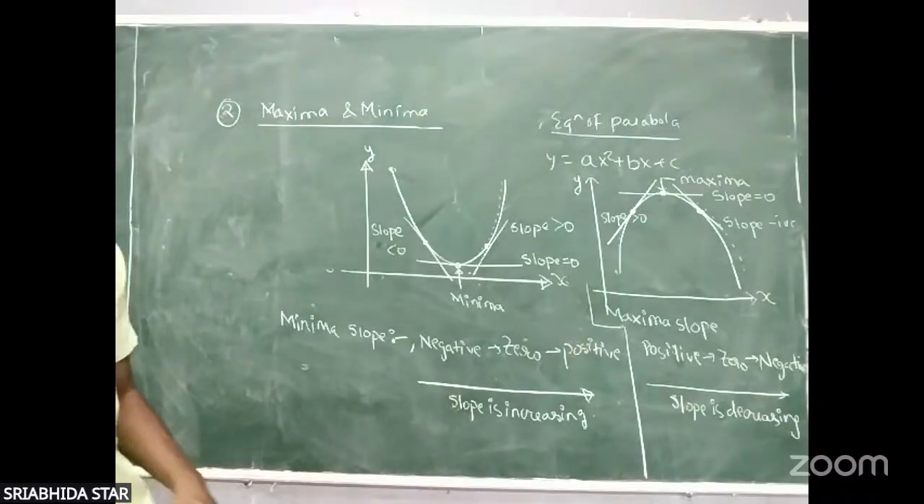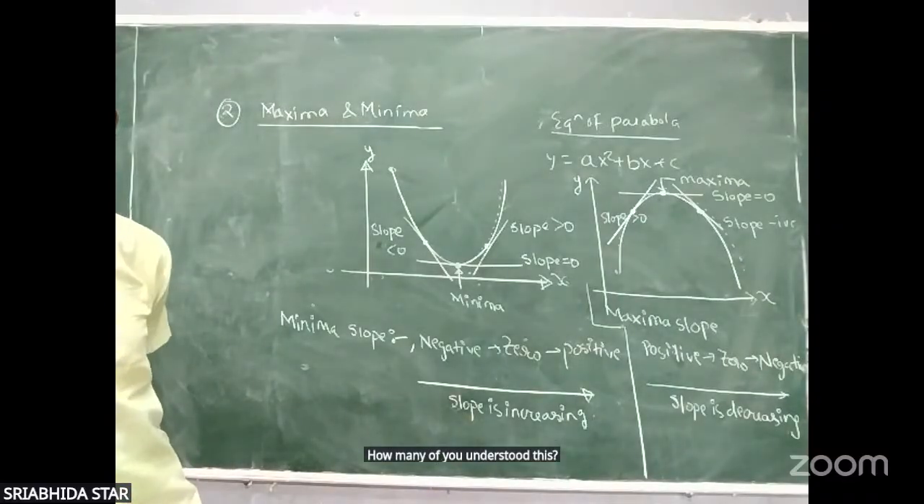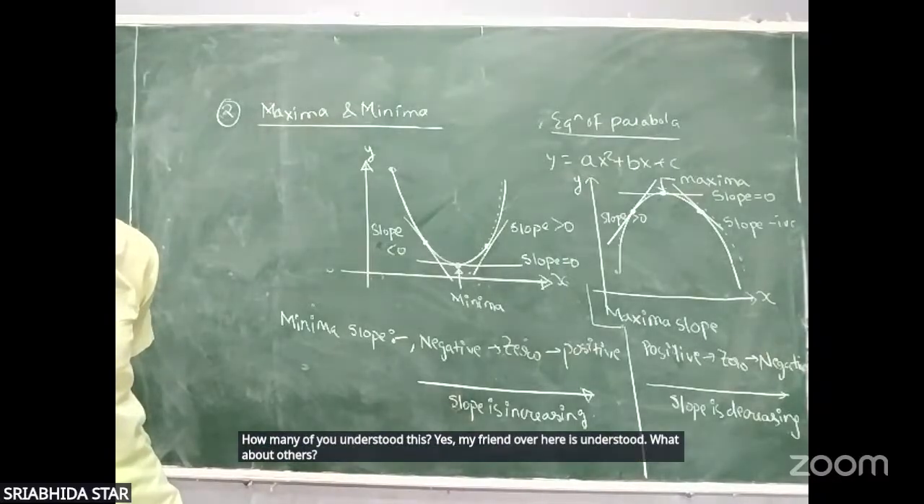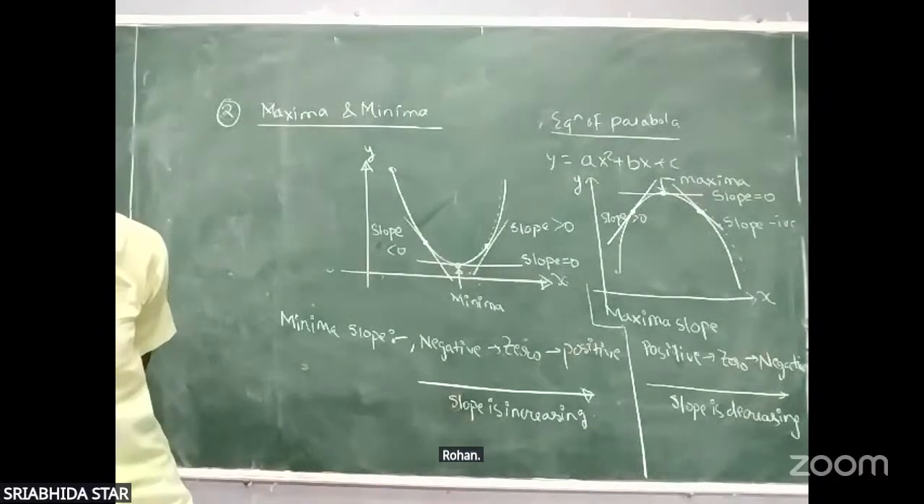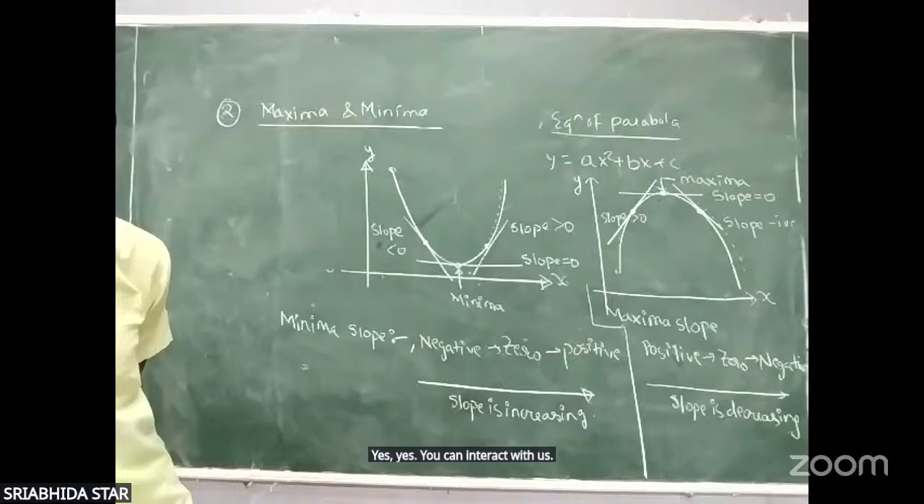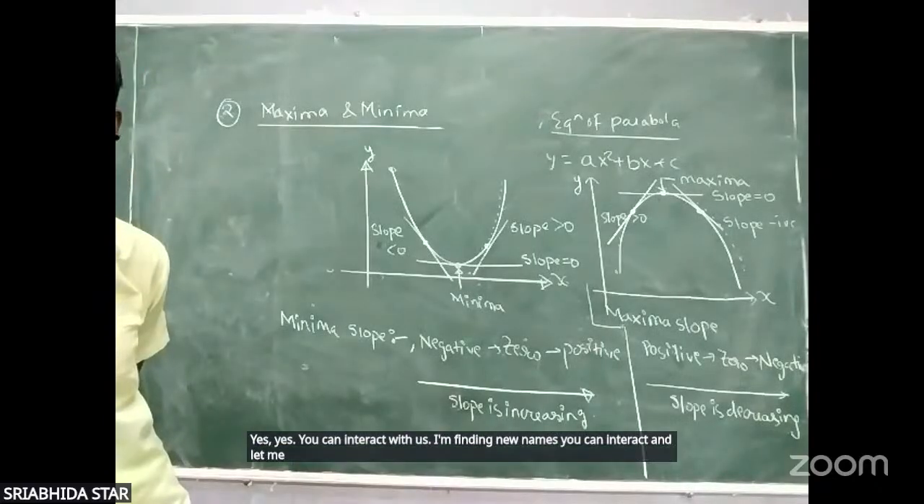How many of you understood this? Yes, my friend over here has understood. What about others? Rohan, could you understand? Yes, Rohan. I never interacted with you. How are you doing, Rohan? Yes, sir, understood. Yes, yes. You can interact with us. I'm finding new names. You can interact and let me know if you have any doubt.